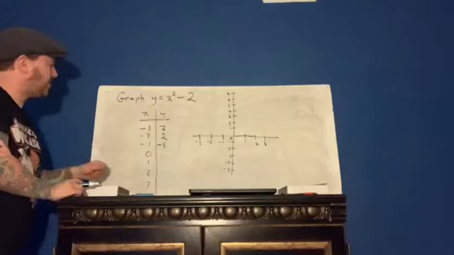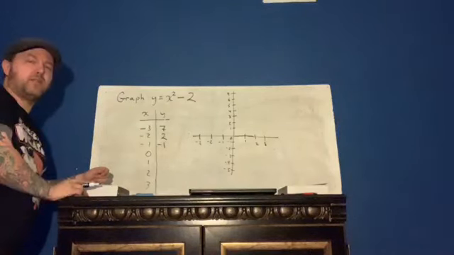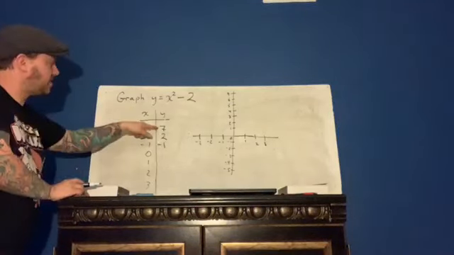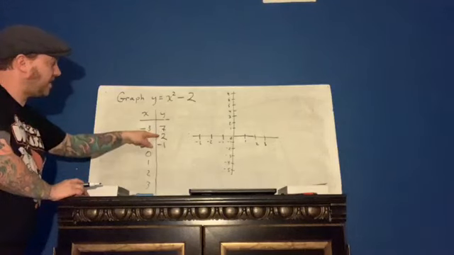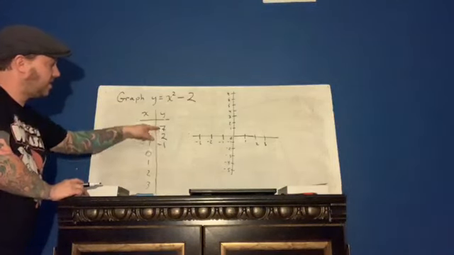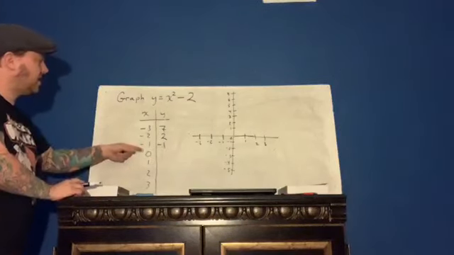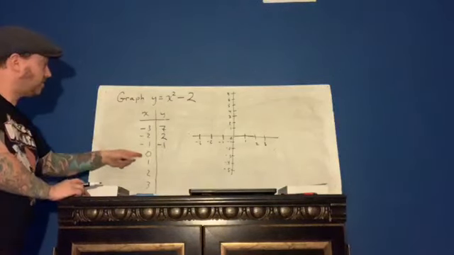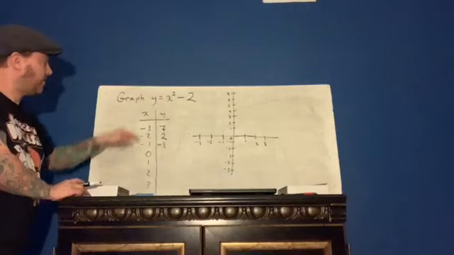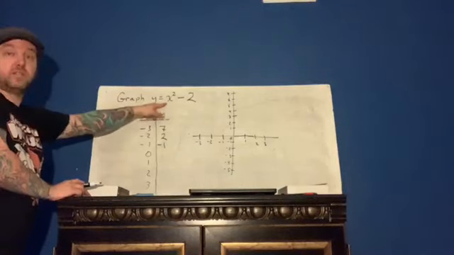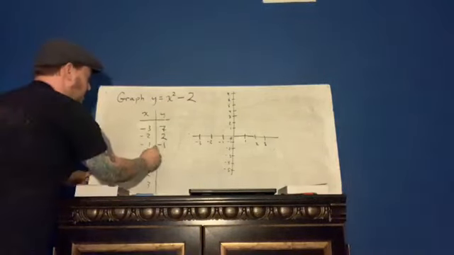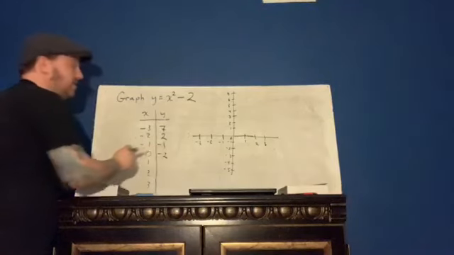This doesn't seem to follow. This isn't following a linear pattern, is it? 7 minus 2 is 5, 2 minus negative 1 is 3. Interesting. Let's see what happens as we go further along. If x is 0, 0 squared is 0, minus 2 is negative 2.